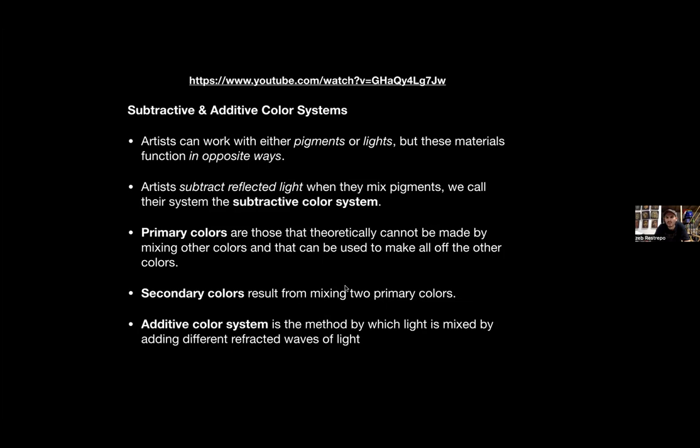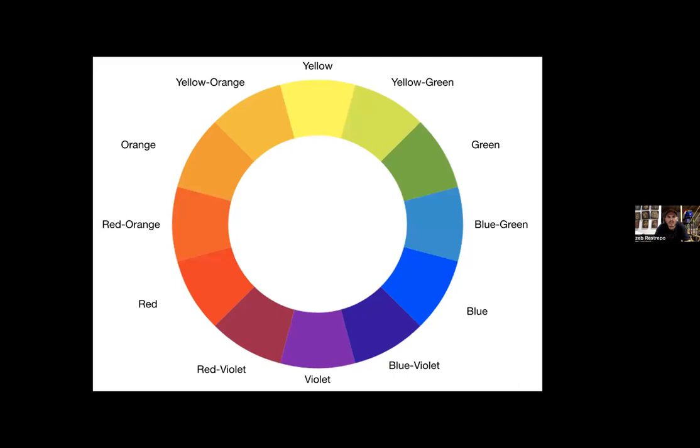Great. And so here is the color wheel. Usually we organize it so that yellow is on the very top, because it is technically the lightest value. And then the primary colors are over here: yellow, red, and blue. And then secondary colors: green, orange, and violet.